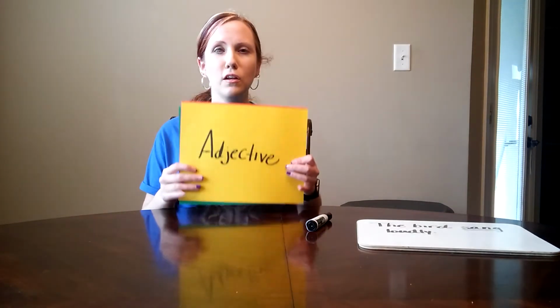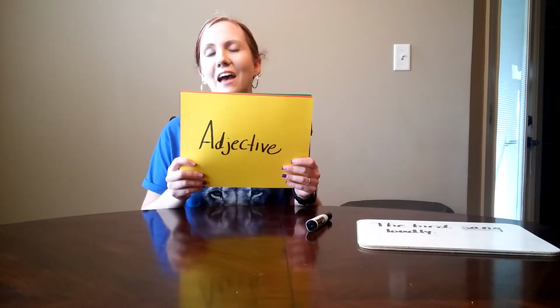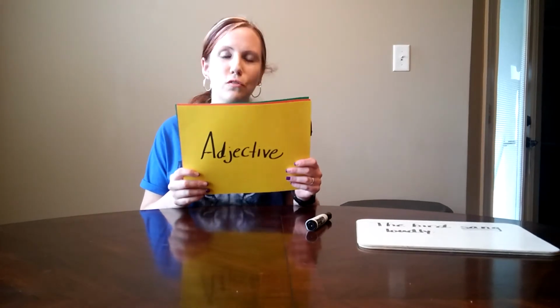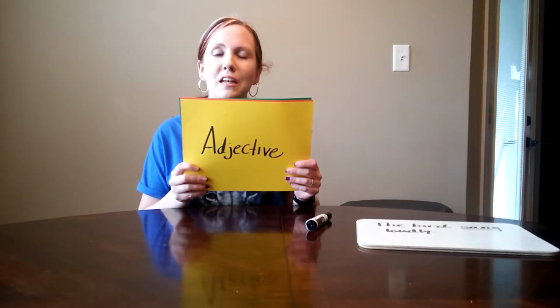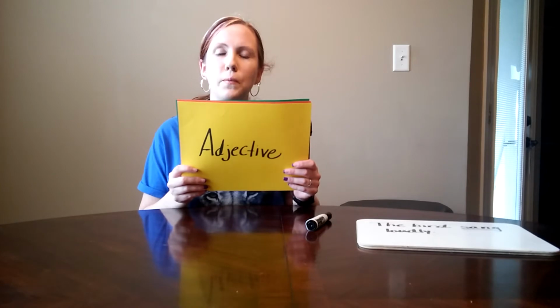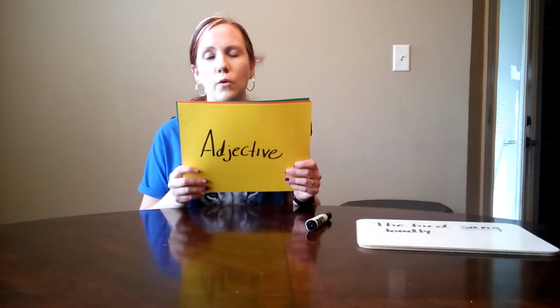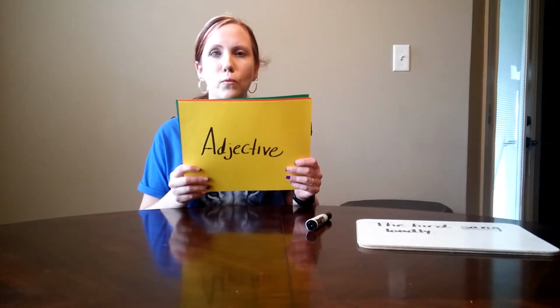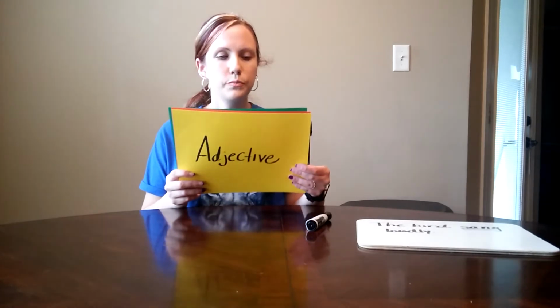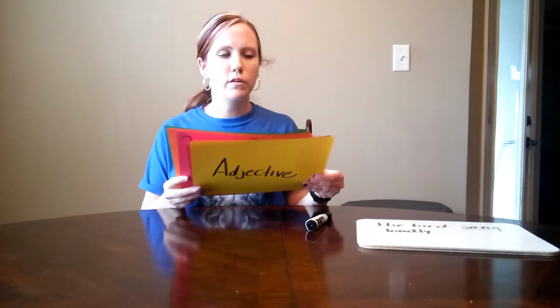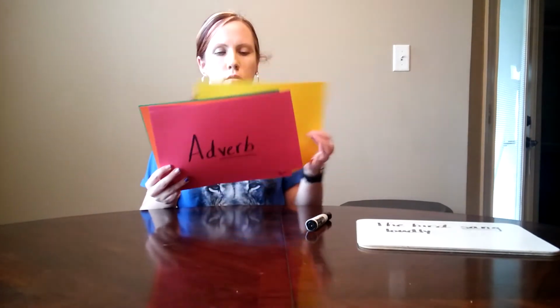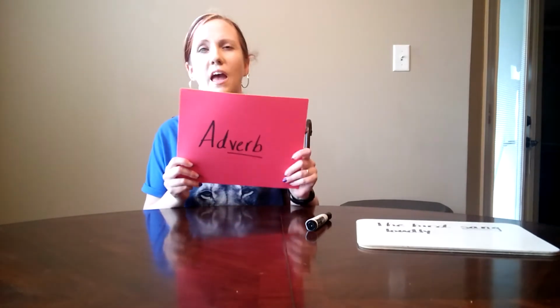The third kind of word that we learned was an adjective. An adjective is a word that tells about a noun. So for example, it can be color words, and we also learned that all number words were adjectives. That puts us where we are today, which is adverbs.